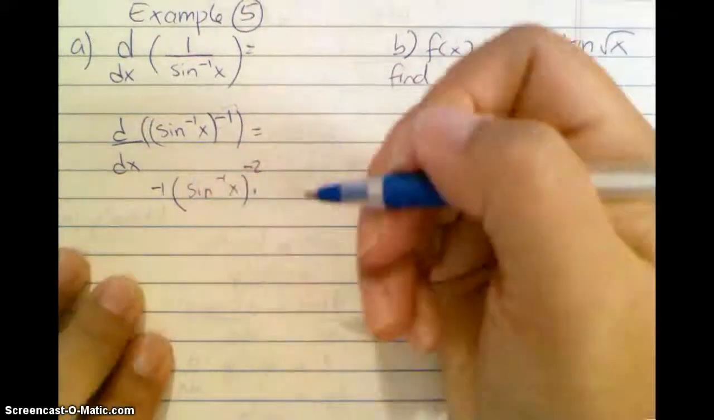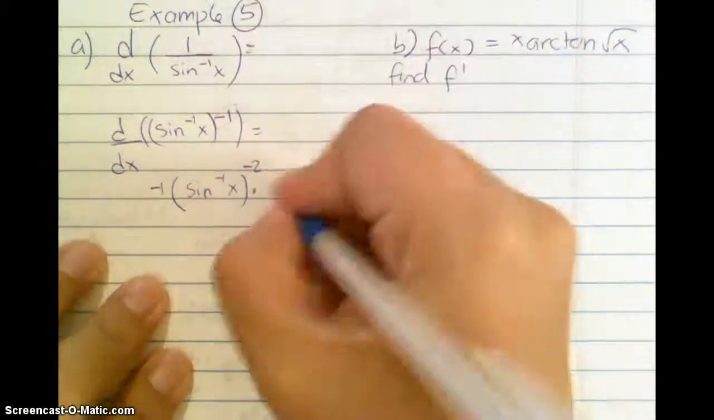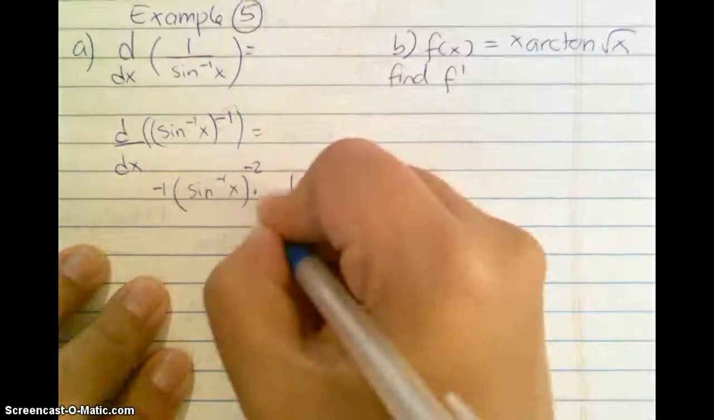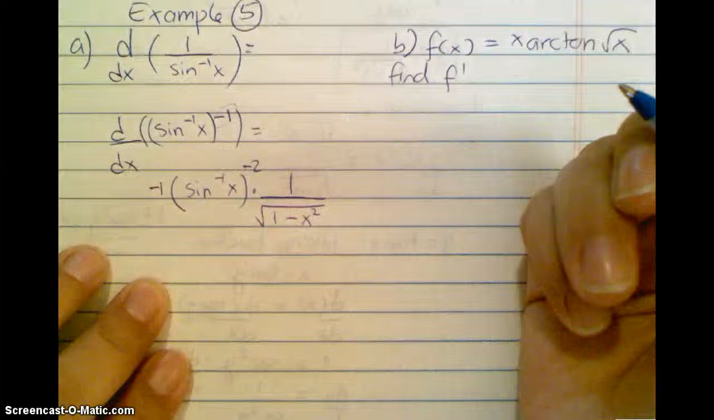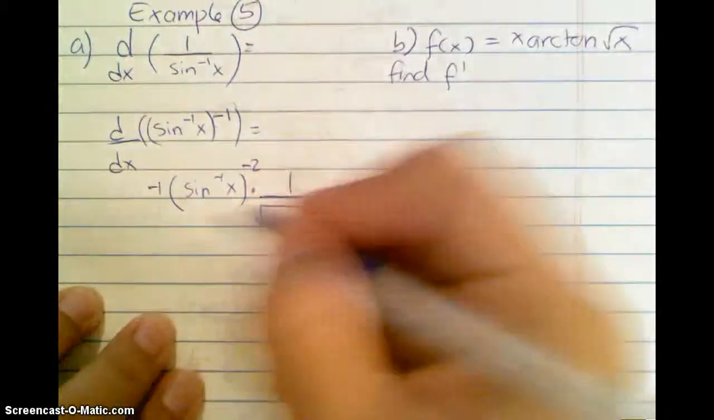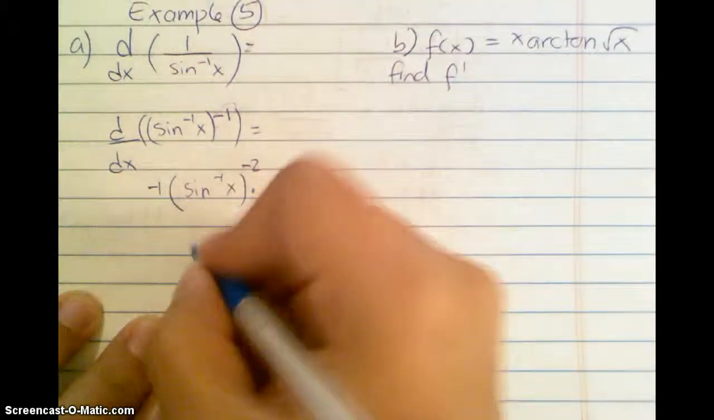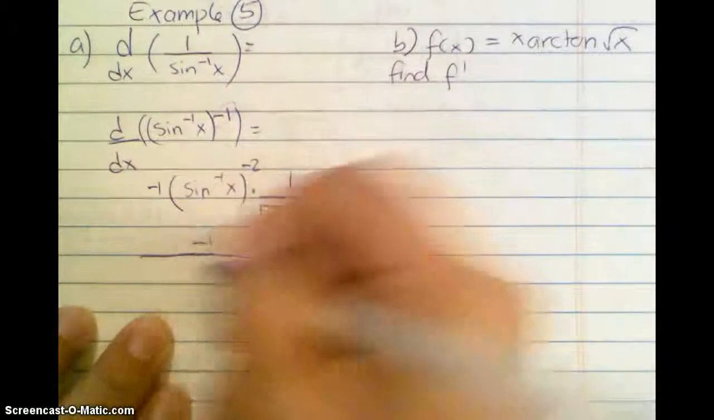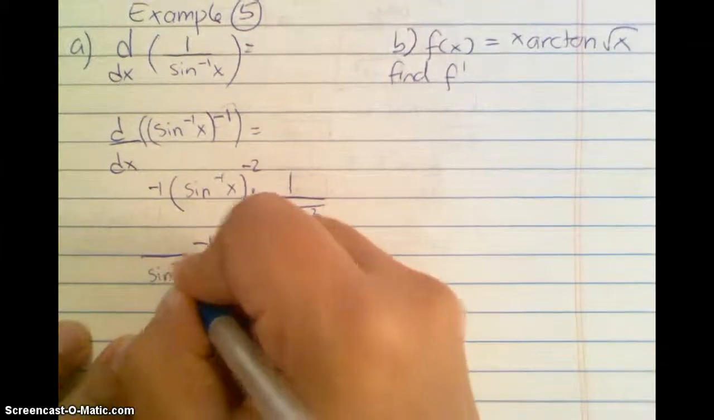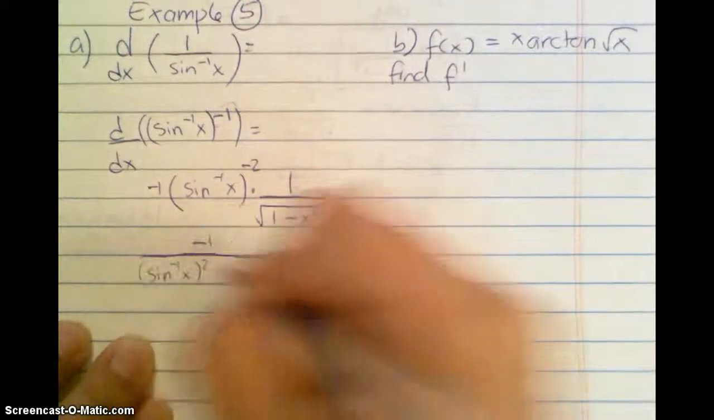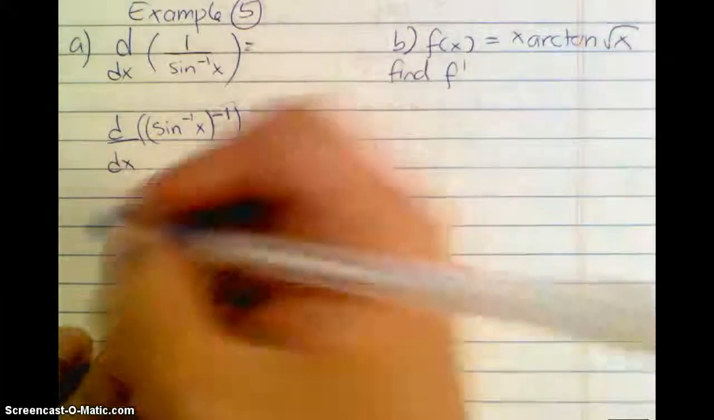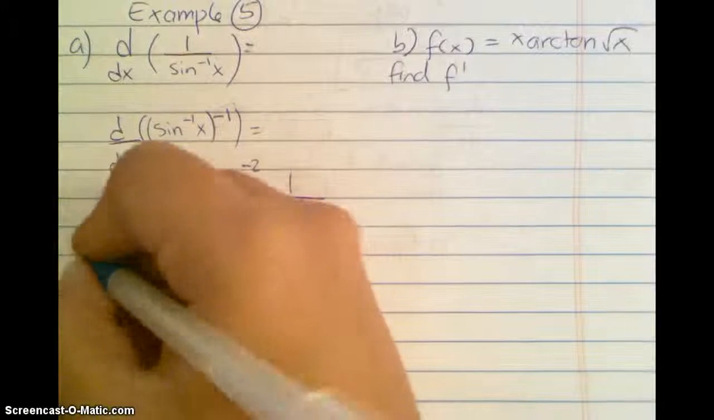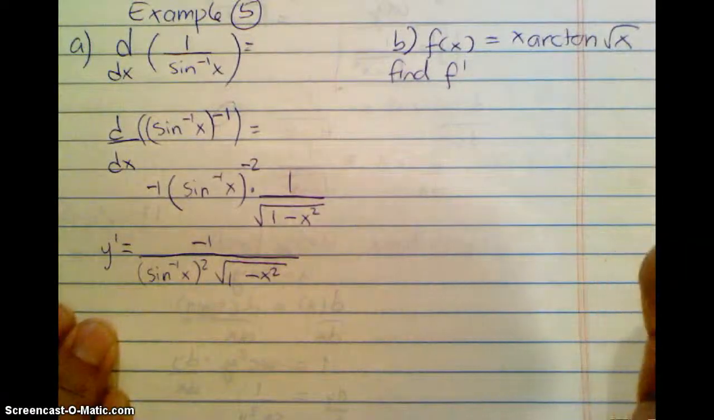What is the derivative of arcsin of x? You just learned that it's 1 over square root of 1 minus x squared. So now putting it all together, I'm going to have a -1 on the numerator, and then the denominator will be arcsin of x squared times the square root of 1 minus x squared. And there is nothing to simplify in here. This is the derivative, or y prime, or df over dx.